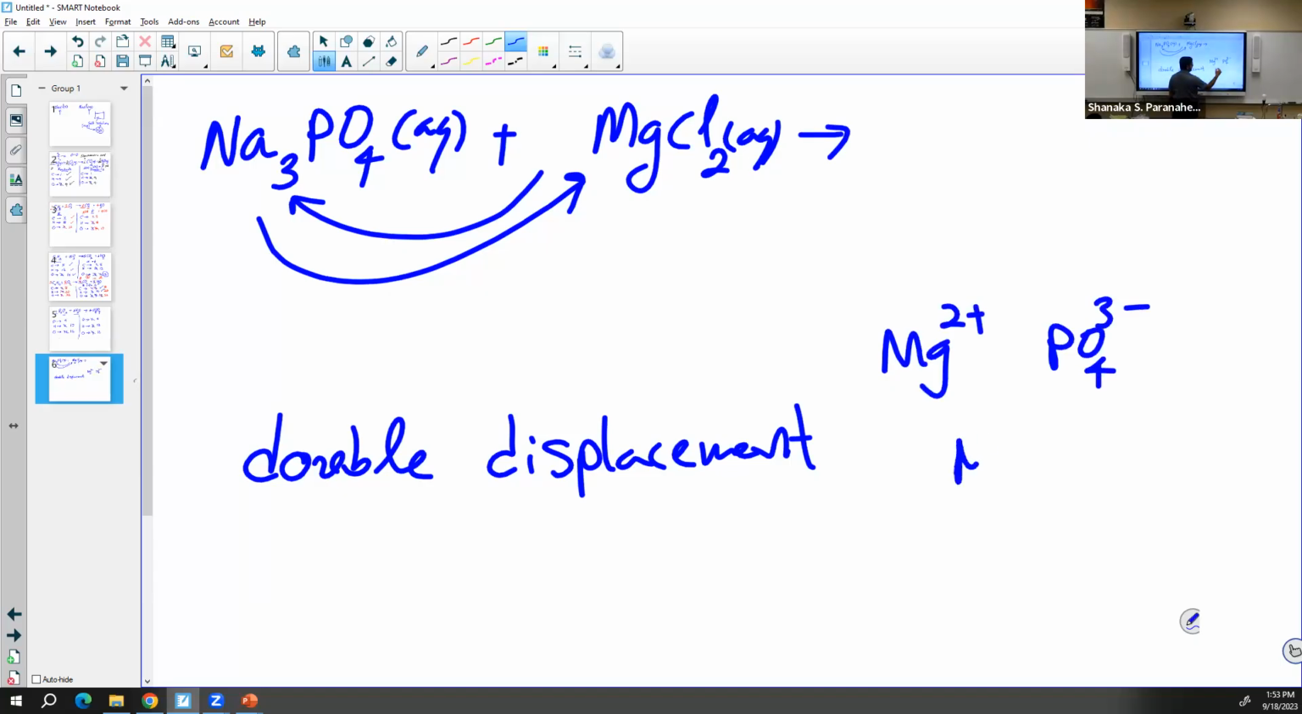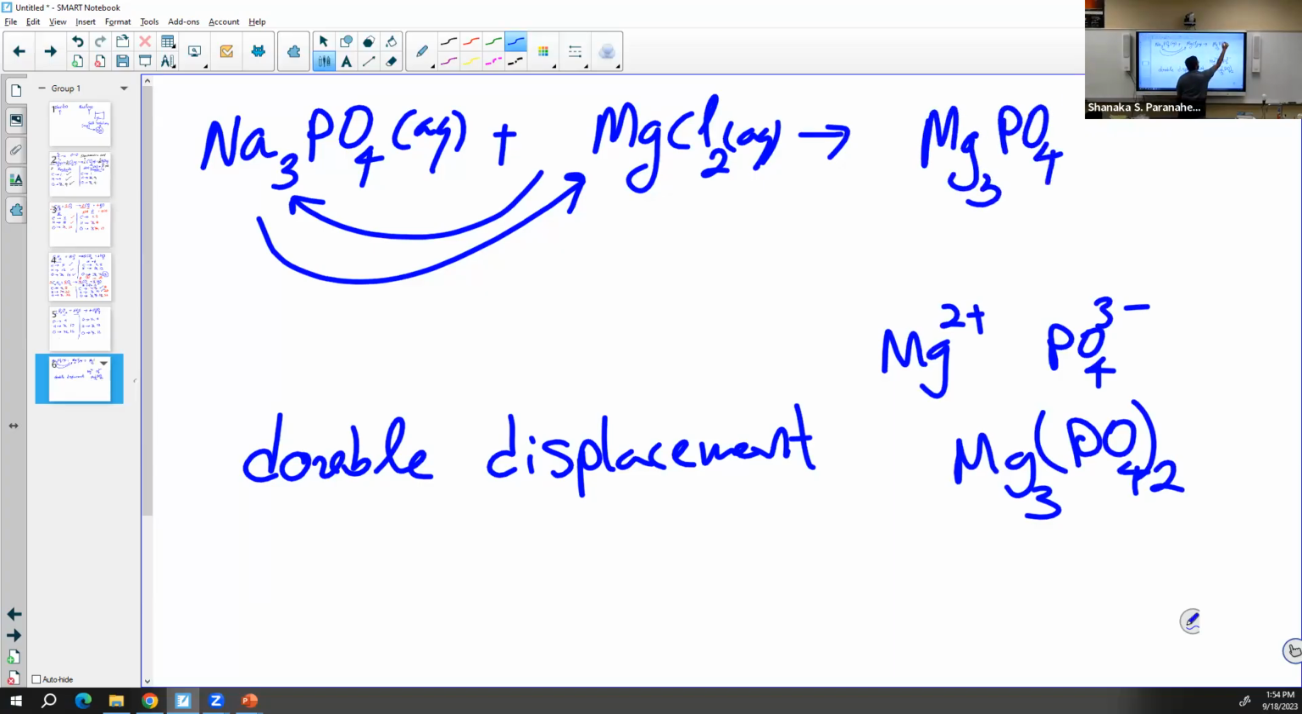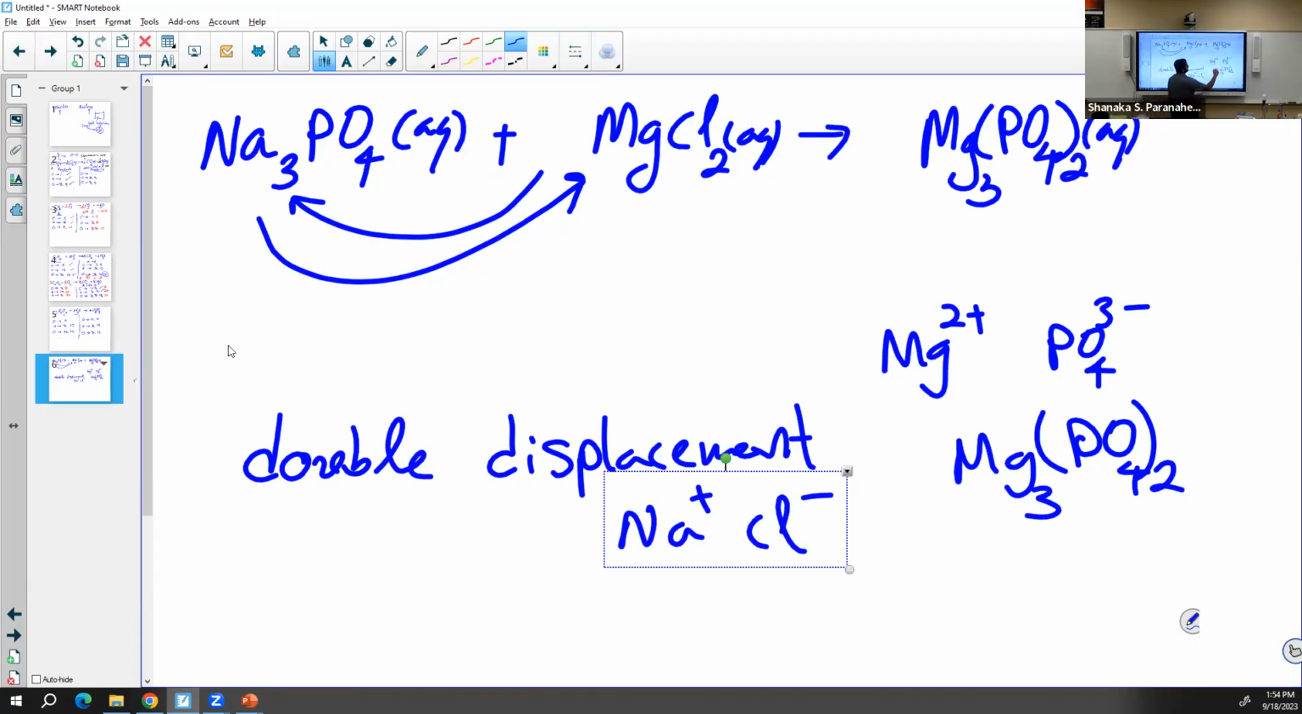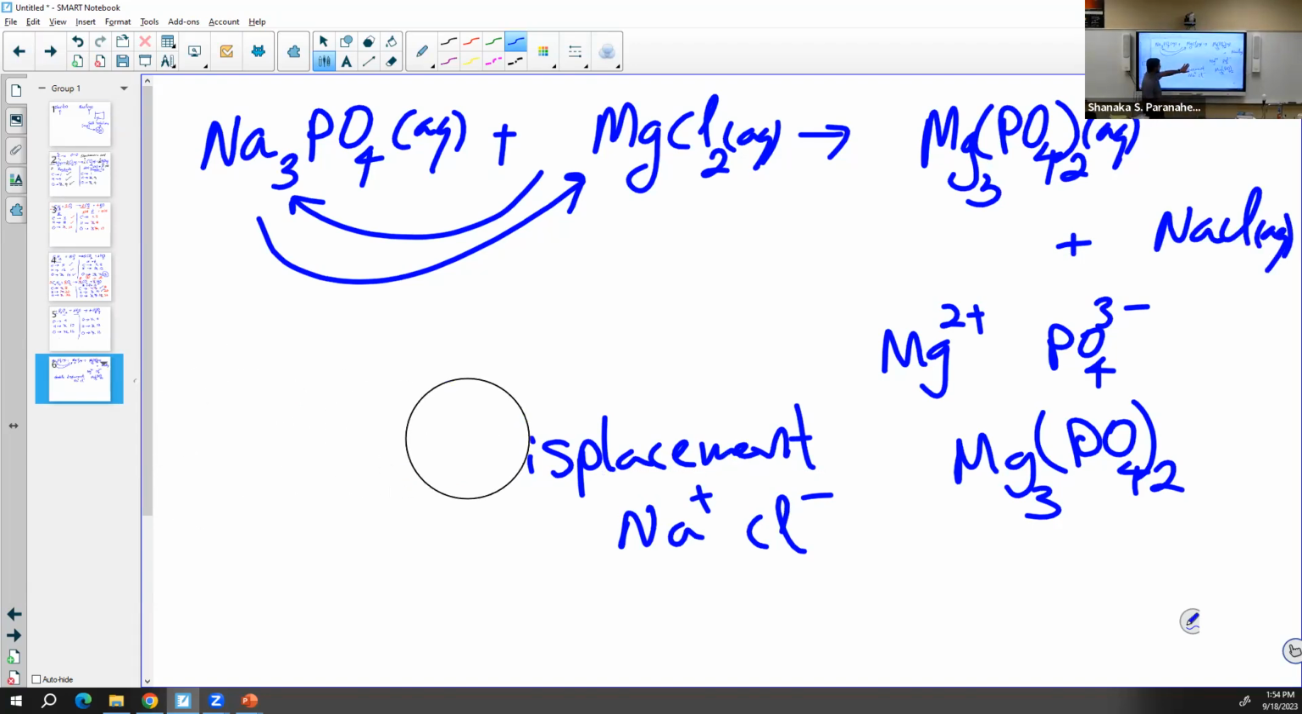So products are going to be magnesium ion 2 plus, phosphate is PO4 3 minus. Correct formula is going to be Mg. 3 goes to magnesium, 2 goes to phosphate. Now we have 2 phosphate groups in the formula. So this is our first product, magnesium phosphate, and it's aqueous. The other product comes from sodium and chlorine, cation and anion. So it's an exchange. Sodium is +1, chloride is -1, so +1, -1 cancels out. So the second compound is NaCl. So also soluble. Now we have an unbalanced reaction.